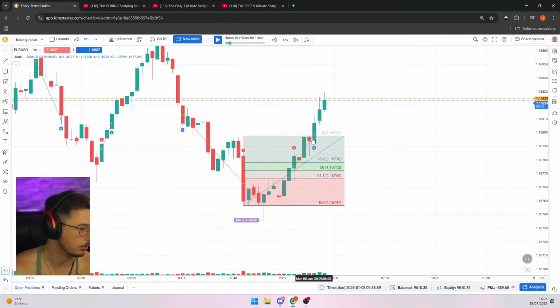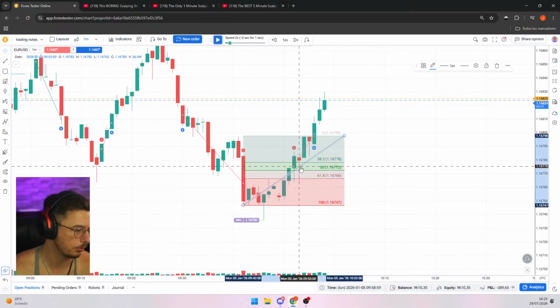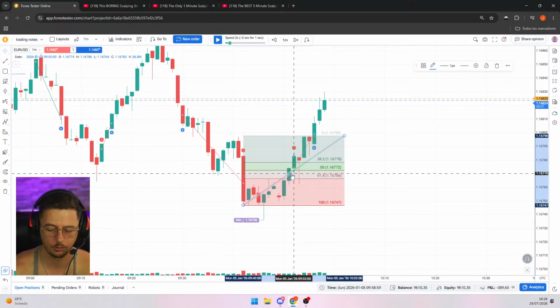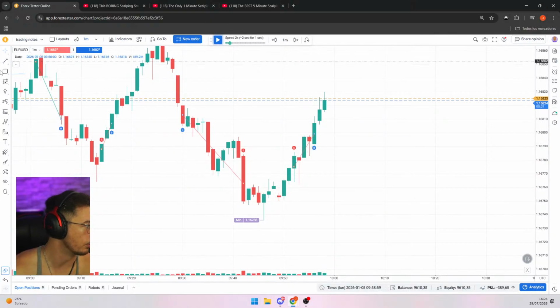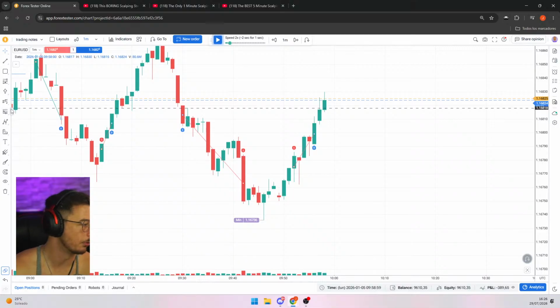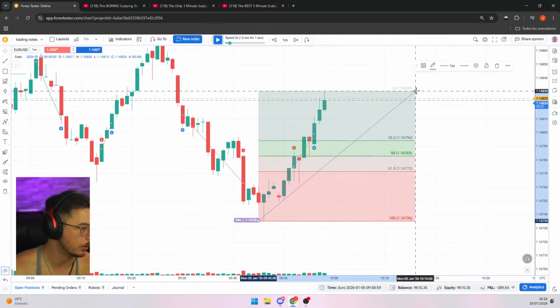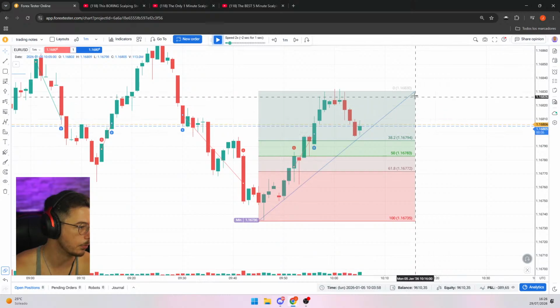We have another market structure break on this side here. And just now, we're still sitting at 10 o'clock in the morning. We've taken a couple of trades already, and we haven't even come to the London Open. Sorry, the New York Open. So let's mark this out there. Bring it up to here. See if we get any retracements.